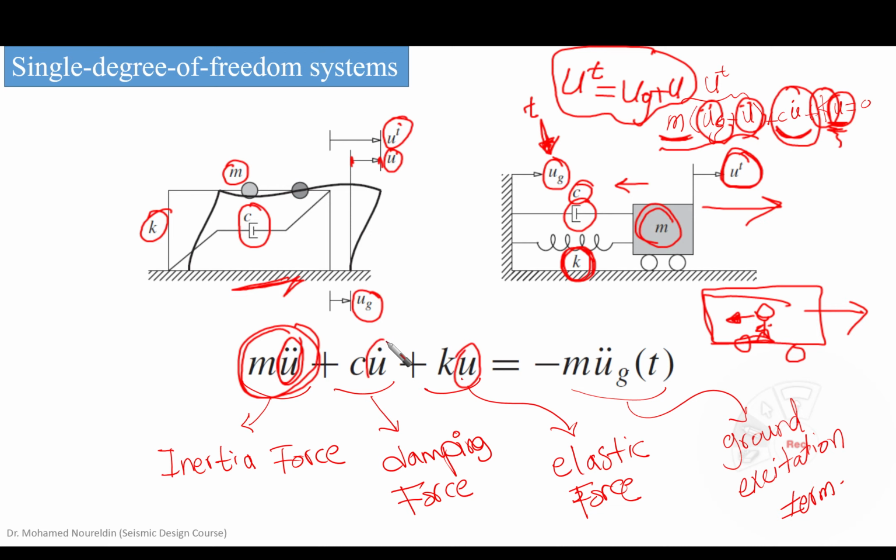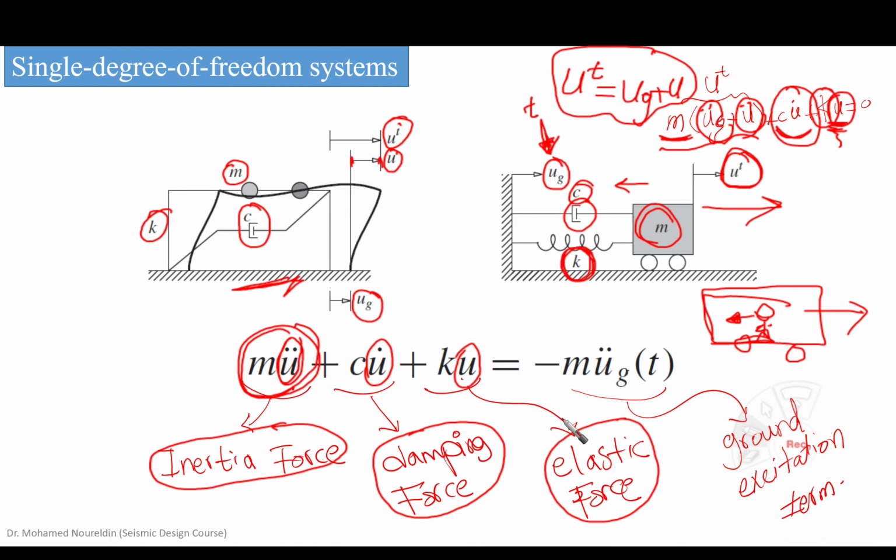So we are talking about u dot and u double dot. The first term is expressing the inertia force. The second term is expressing the damping force, and the third term is dealing with the elastic force. Okay, so here, as we mentioned, there was a term for u double dot g. Then we put it in the right hand side with a negative sign, m u double dot g of t, and this is what we call the ground excitation term.